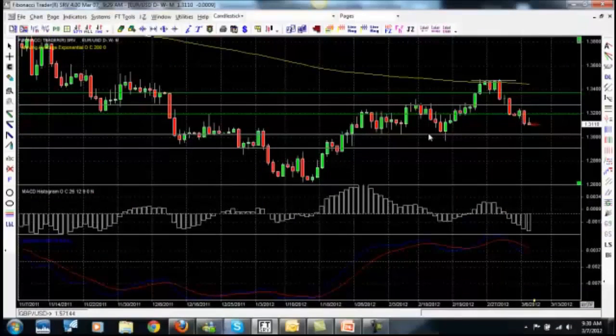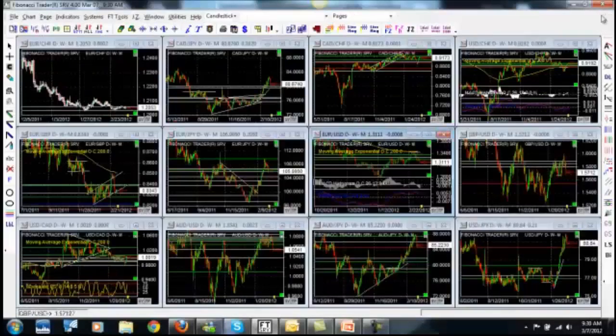It really works well off of the major support and resistance points, and it's probably one of the simpler currency pairs to trade. And so this is a currency pair. If you're brand new at Forex or just getting started, I would highly suggest, if you're trading on your own, that you focus on trading this pair.